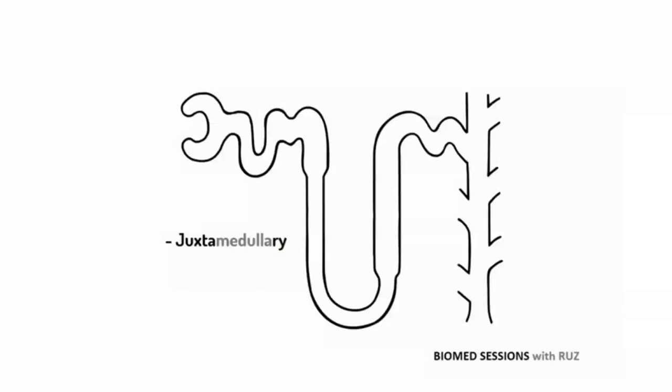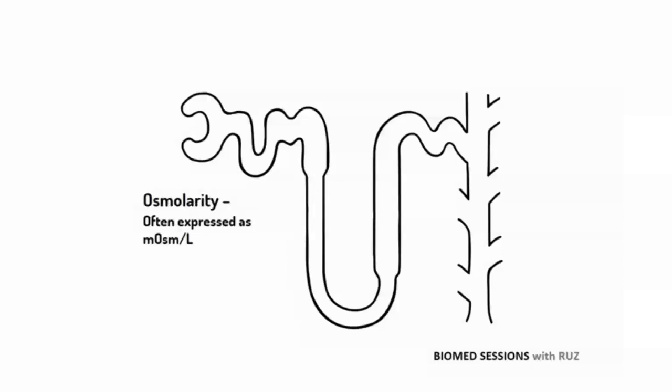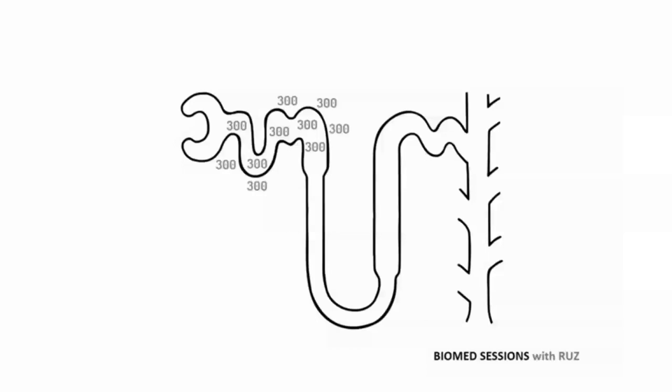As discussed in my function of the nephron video, filtrate moves through the tubules and eventually exits the collecting duct as urine. But what we want to know is, why does the concentration of filtrate increase as you go further down the loop of Henle? Osmolarity is the concentration of a solution, often expressed as milliosmoles per liter. Filtrate in the proximal convoluted tubule has an osmolarity of 300 milliosmoles per liter, the same as the surrounding interstitial fluid. This means that the filtrate is isoosmotic with its surroundings, but it's a very different story in the loop of Henle. Let's zoom in.